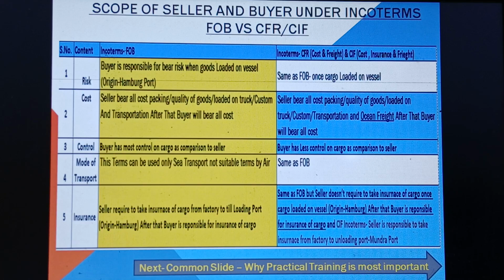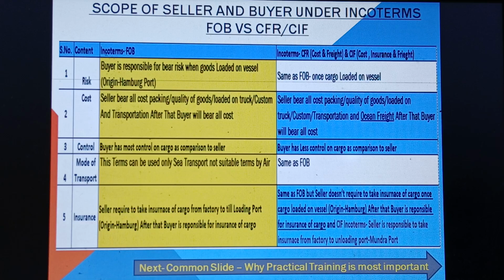Cost. Seller bears all costs: packaging, quality of goods, loading on truck, customs clearance and transportation. After that, the buyer will bear all the costs. In CFR and C&F, the seller bears all costs, packaging, quality of goods, loading on truck, customs and transportation. The difference is ocean freight also. So ocean freight will also be borne by the seller. After that, the buyer will bear all the costs.